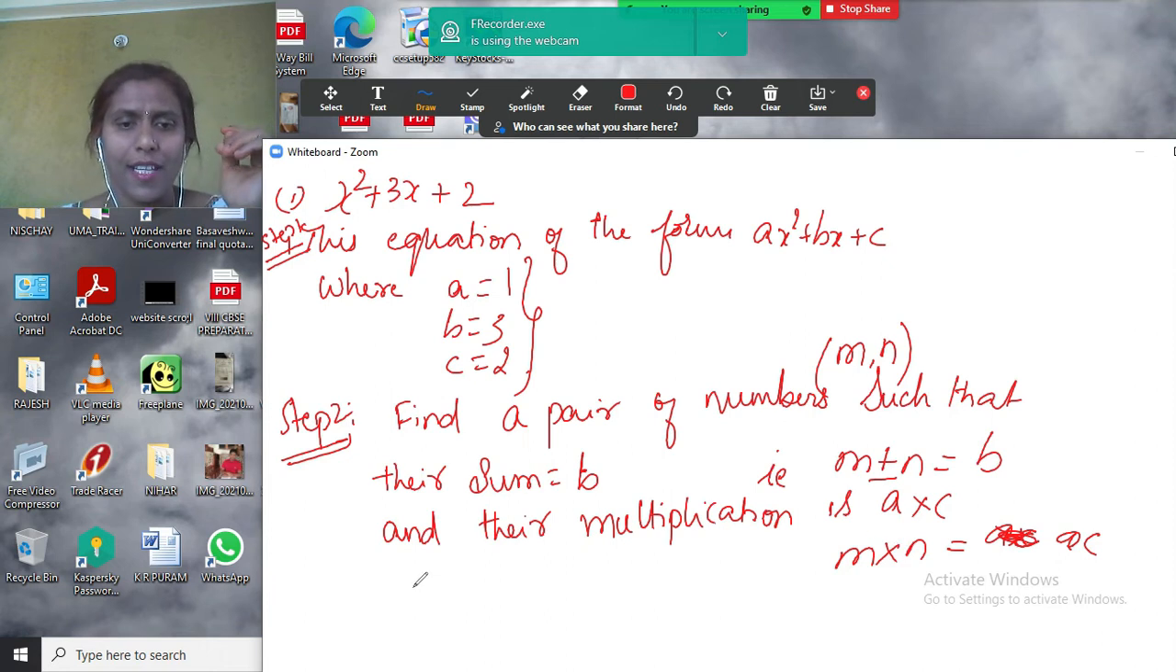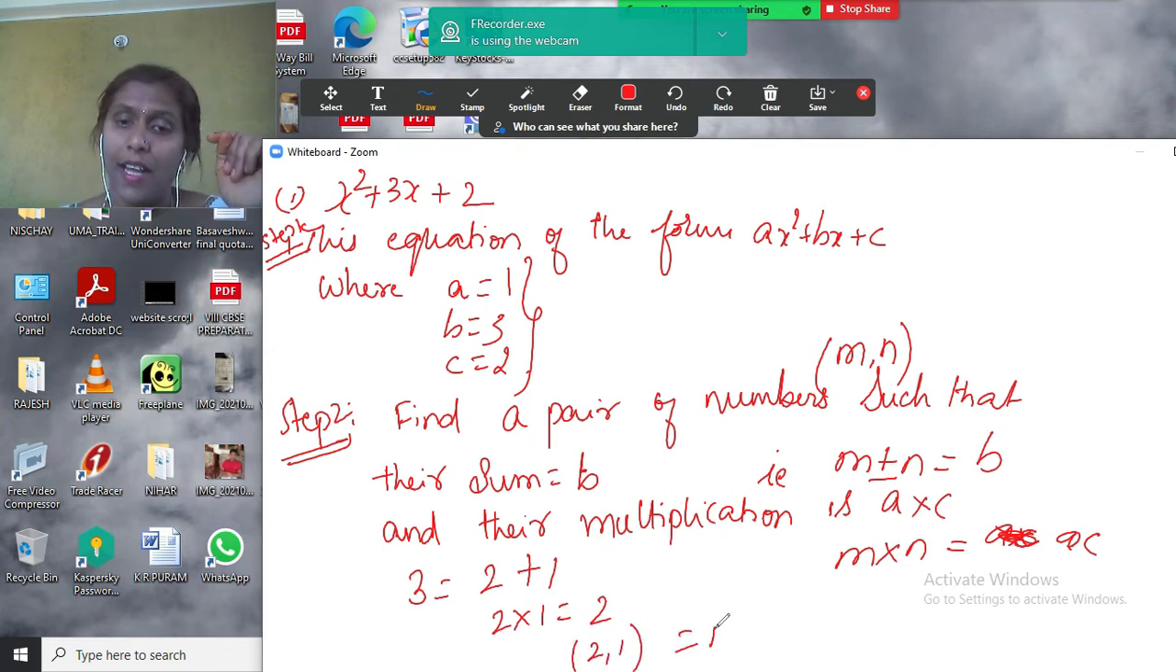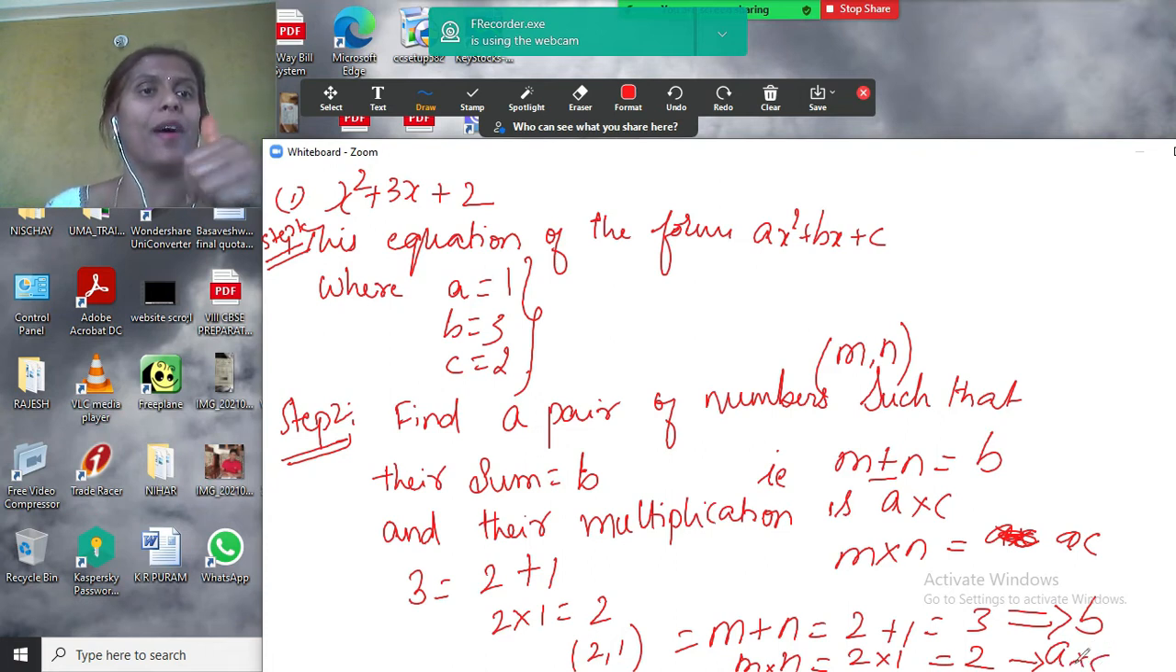Now, what is 3? Can I take 3 as 2 plus 1? So it means 2 plus 1, right? And 2 into 1 is equal to 2. So if I take the pair of numbers as 2 comma 1, such that m plus n is 2 plus 1, which is 3, which is our b, and m into n is 2 into 1, which is our 2, you got it as a into c, right? So this became a perfect pair.